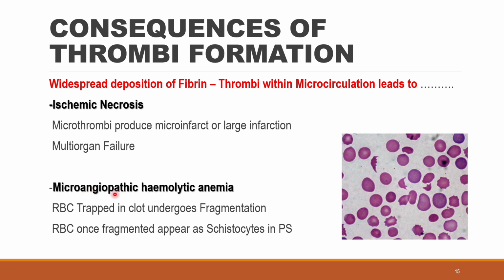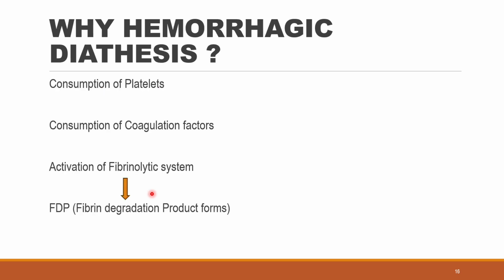So this is the microangiopathic hemolytic anemia, which can occur because of thrombi formation. Because of widespread thrombi formation, there will be infarction, ischemic necrosis, and microangiopathic hemolytic anemia, which is very dangerous. So by hemorrhagic diathesis, now it's clear.